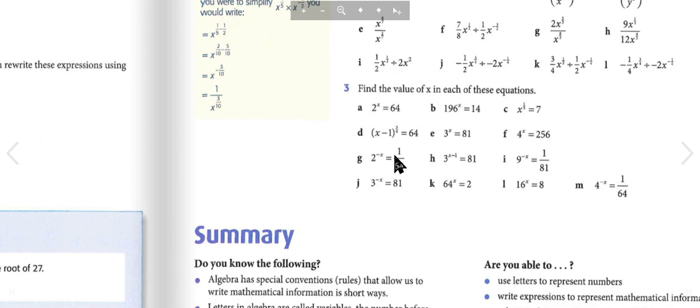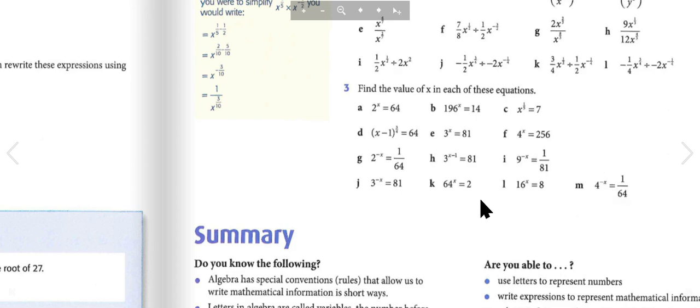3 to the power of x minus 1 equals 81. 9 to the power of -x equals 1 over 81. 3 to the power of -x equals 81. 64 to the power of x equals 2. 16 to the power of x equals 8. And 4 to the power of -x equals 1 over 64.